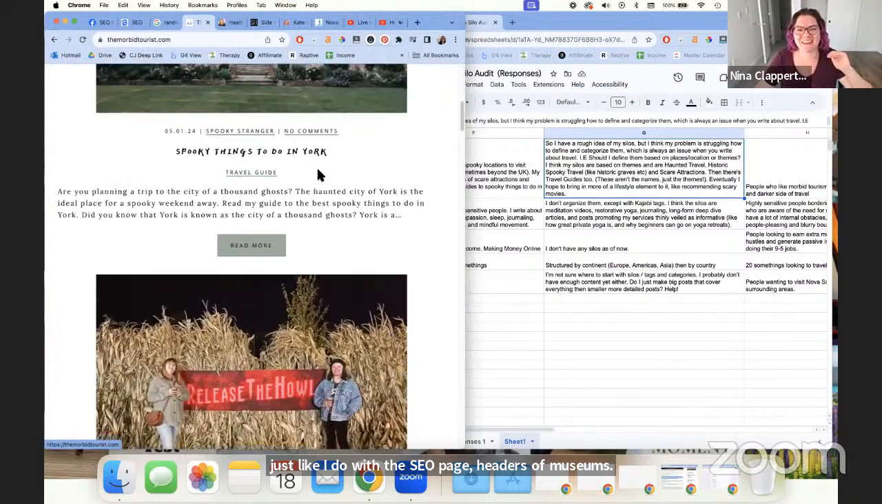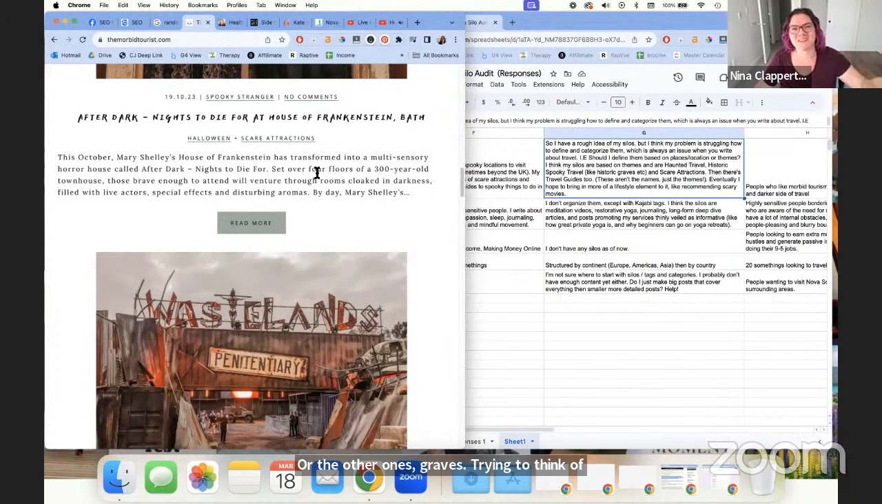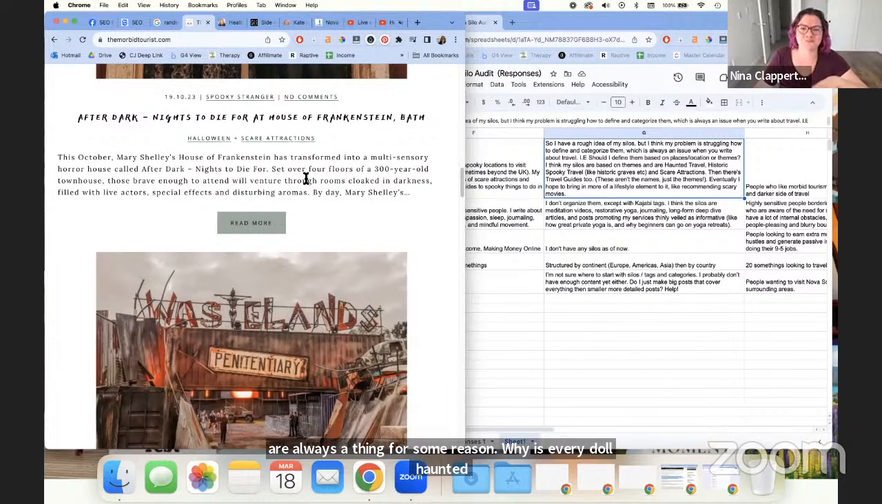I'm trying to think of anything else that's spooky. Creepy dolls. I don't know. Those are always a thing for some reason. Why is every doll haunted? But you would have those then on the one page.